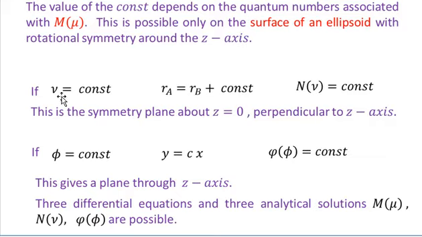But when nu is not 0 but is a constant, then its plane will again be perpendicular to the z-axis, but it will not be lying on the z is equal to 0 value. So it will be at any positive value of z or at any negative value of z when this constant is different from 0.